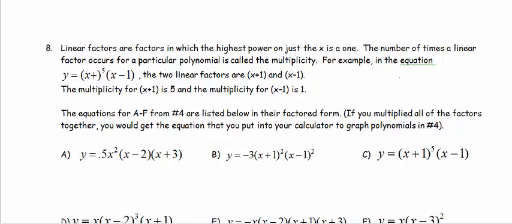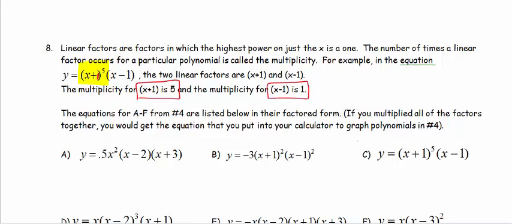Multiplicity has to do with the number of times that a factor happens, very simply. If we were to factor things, here we have x plus 1 raised to the 5th power. So our factors are x plus 1 and x minus 5, but the multiplicity for x plus 1 is 5. The multiplicity for x minus 5 is 1. It has to do with the exponent on our problem.